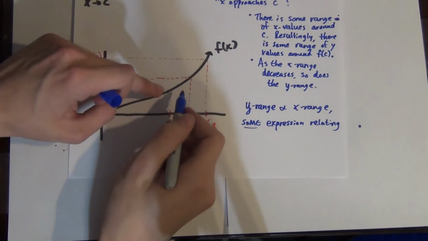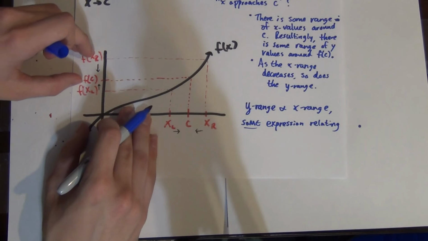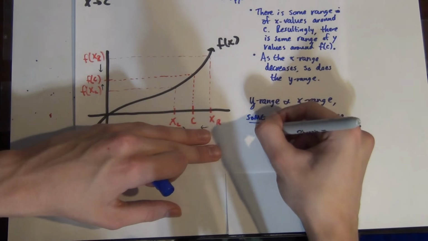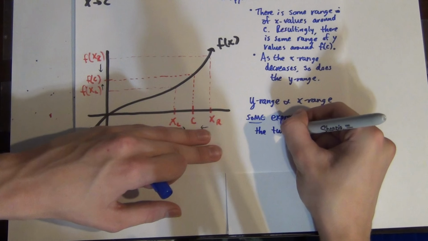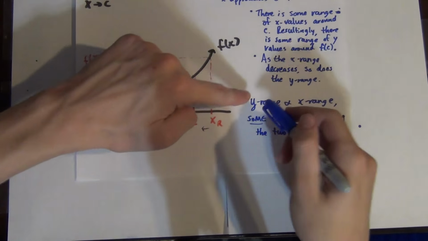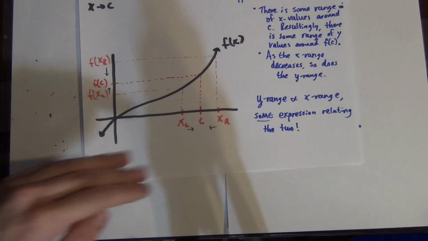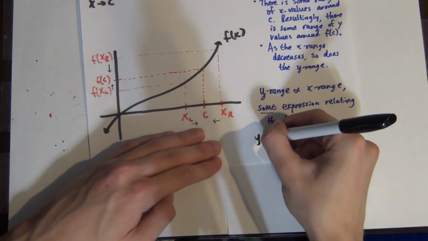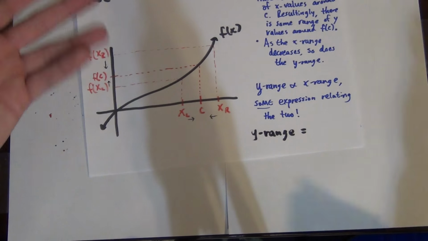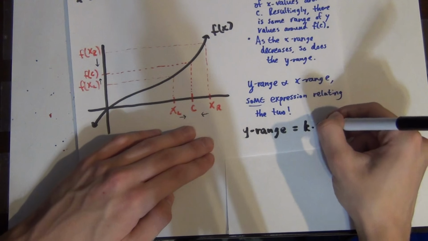So if it's increasing, obviously the further I go out to the right, the more my function is going to increase by, and this is going to be greater than this guy. All right. So if my y range is proportional to my x range, then I'm just going to make a statement that the y range, which we're going to define very formally in a minute, is equal to some constant. I don't know what that constant is. We'll call it k. Some constant k times my x range.